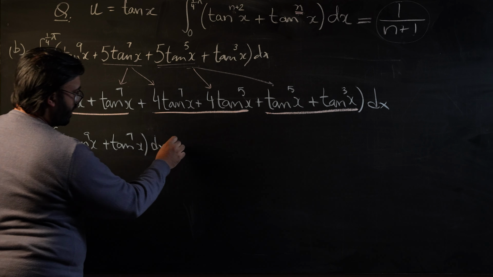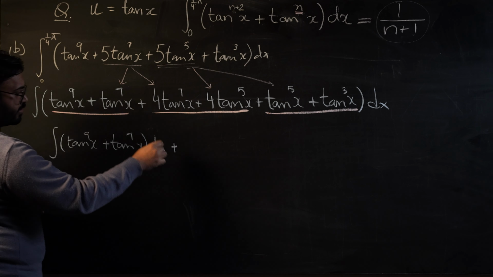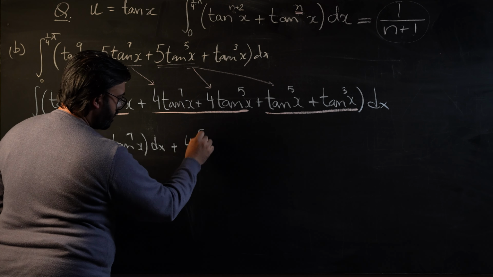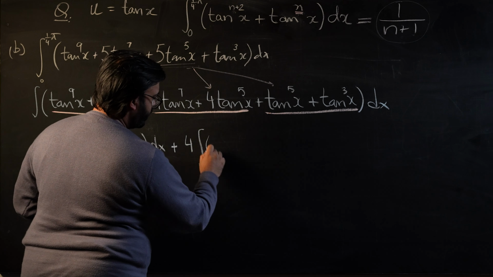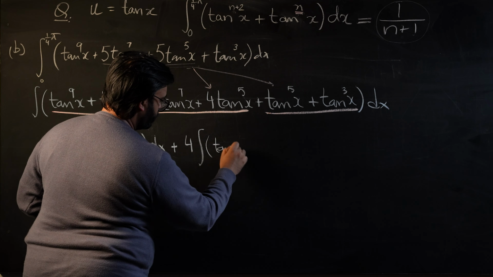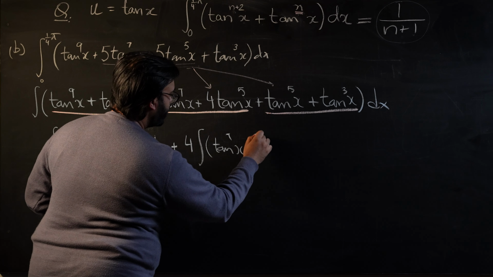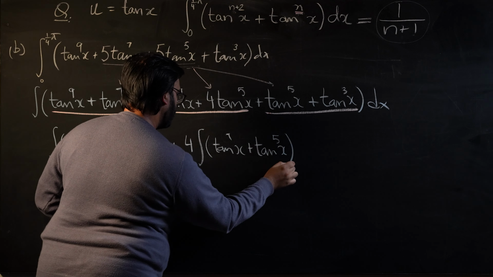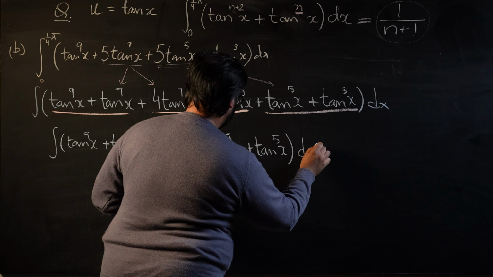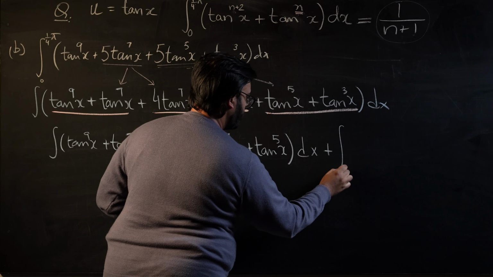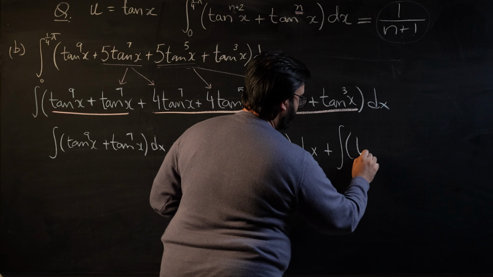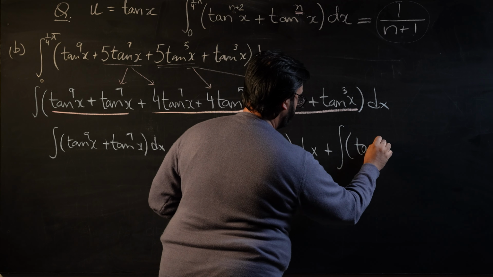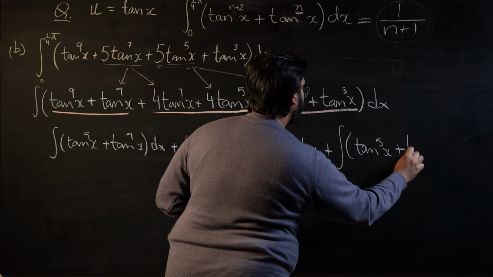In the second pair, I'm going to take out this 4 common, and I will be left with tan to the power 7x plus tan to the power 5x. And for the last one, we will have tan to the power 5x plus tan cubed x.